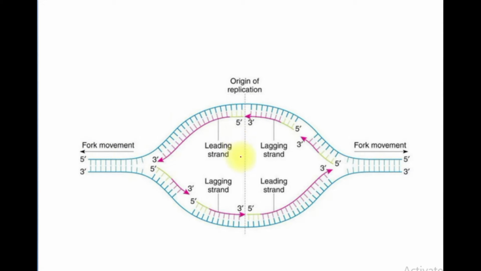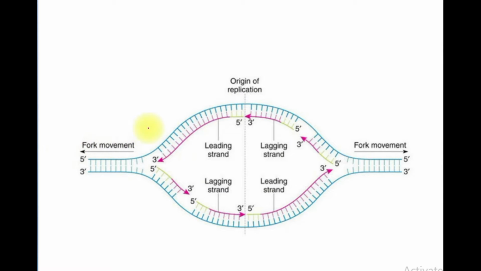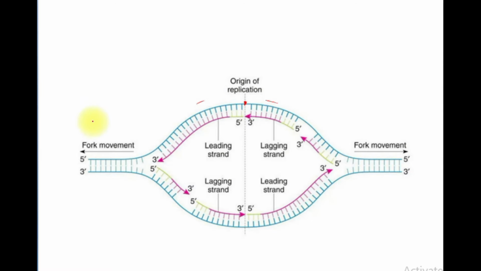Here it is a replication bubble. Now what is asking in the question? Let us see. Replication fork is a branch point in a replication eye or bubble. See, this is the replication bubble and these two are the branch points. So our first option is the correct option. Now let us see the second statement. A replication bubble contains two replication forks. See, it will be clear through this diagram.